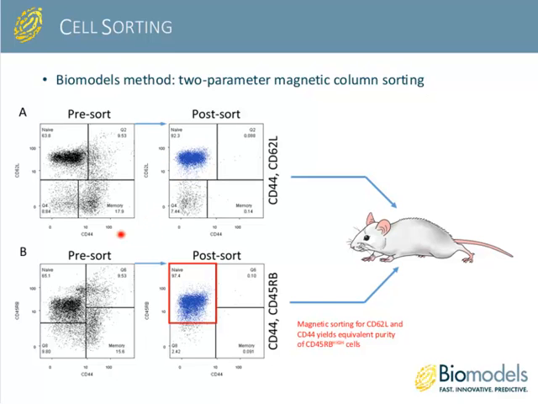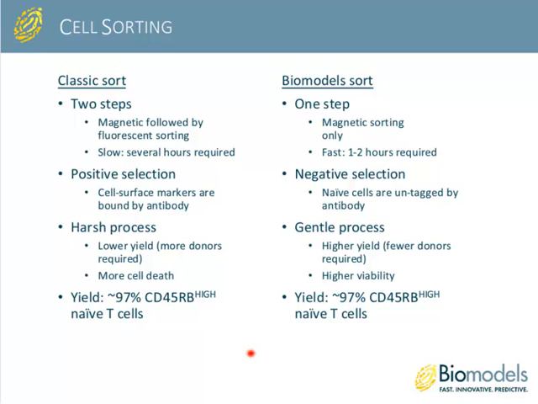So exactly the same cells, but looking at them assessing CD45RB expression versus CD44. After the sort, you can see that in the CD45RB high box right here, that's about 97% of that population. So regardless of whether you do the fluorescent cell sorting or the magnetic sorting for this particular cell type, you are getting a cell population at the end of it which is about 97% CD45RB high cells, and those are naive cells.